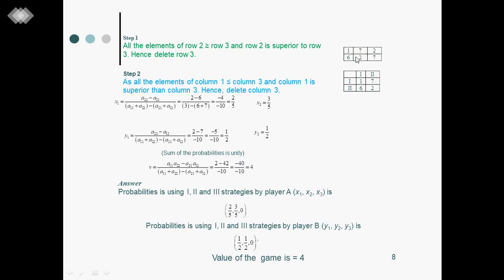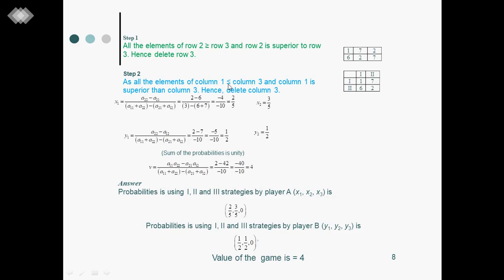1 is lesser than 2. 6 is lesser than 7. 1 is lesser than 2. 6 is also lesser than 7. All the elements of this column are superior to this. Instead of losing 2, 7, let him lose 1 and 6. Hence, what you can call column 1 dominates column 3, as all the elements of column 1 are lesser than or equal to column 3. From the column player point of view it is lesser than or equal; from the row player point of view, it is greater than or equal. So that's step 2, only 2 steps.